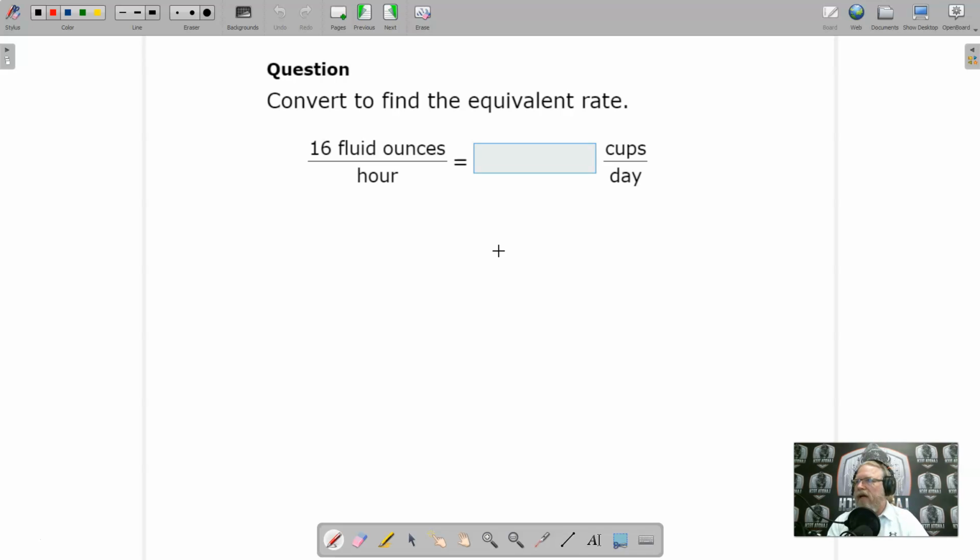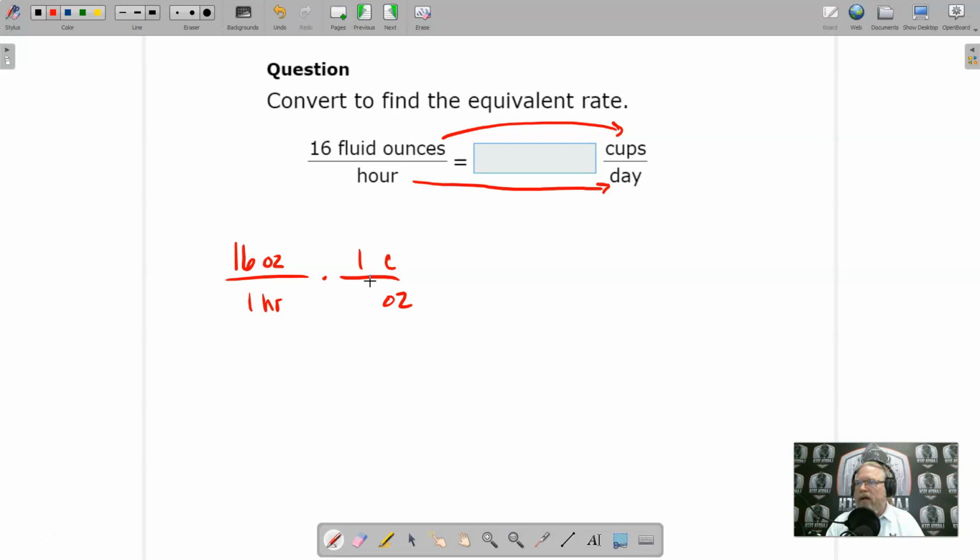Next question, we have 16 fluid ounces, so 16 ounces. And fluid ounces makes a difference, right? 16 ounces in 1 hour. And we're going ounces to cups, hours to day. So I need conversion factors for both the fluid and also for time. So let's do the fluid first. Ounces, and I need to get to cups. And I know that in 1 cup there are 8 ounces. So that takes care of that.